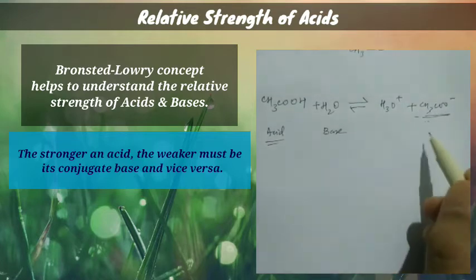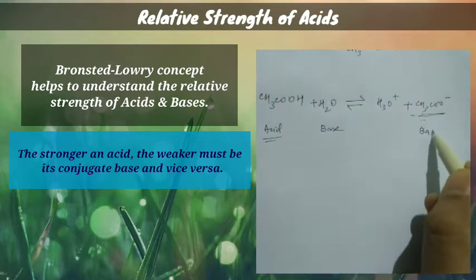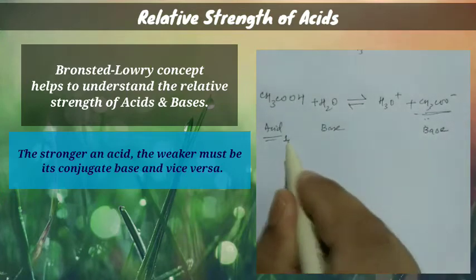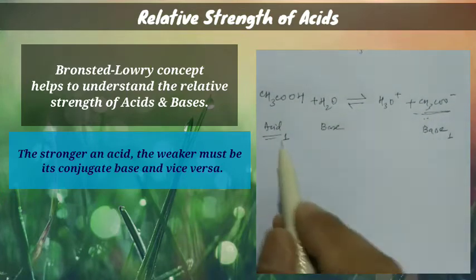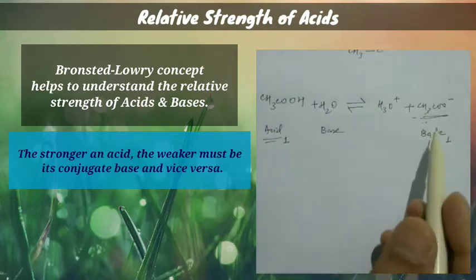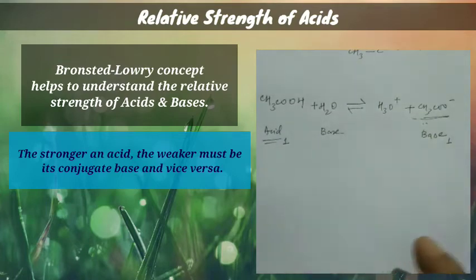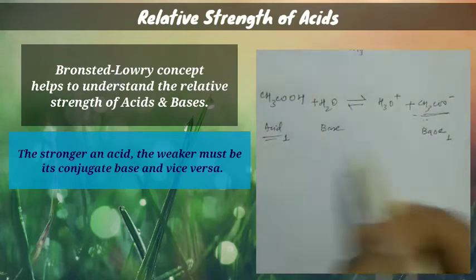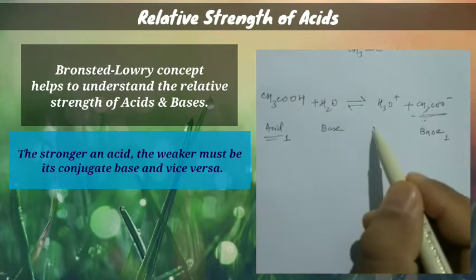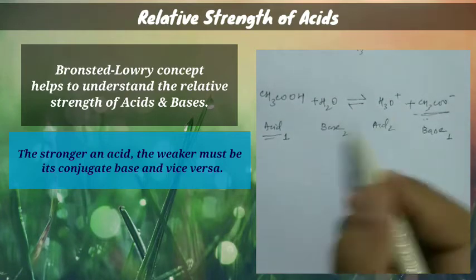Since this one is the acid, the other one will be the base. So this one is, suppose, 1 and 1, just to represent that they are related, that they are a conjugate acid and base pair. Similarly this one also is a conjugate acid and base pair.